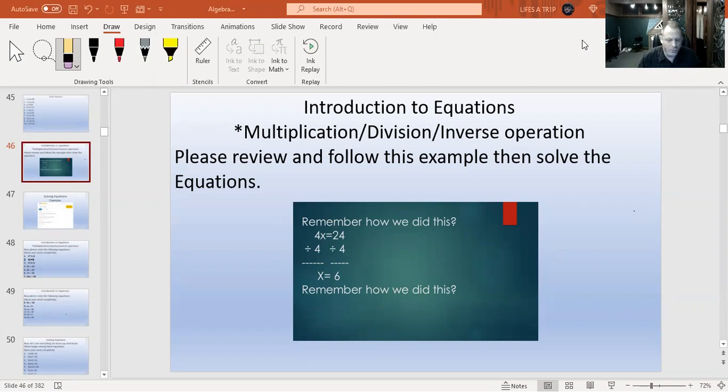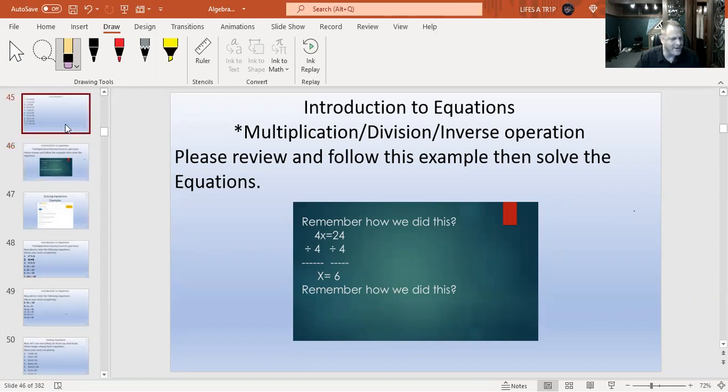Video 9, how to continue with the introduction to equations. This time, we're going to do multiplication, division, and inverse operations. Please review and follow this example and then solve the equations for my homeschool students. As always, it is expected that you write down the problem, you show your work, and you answer the question.